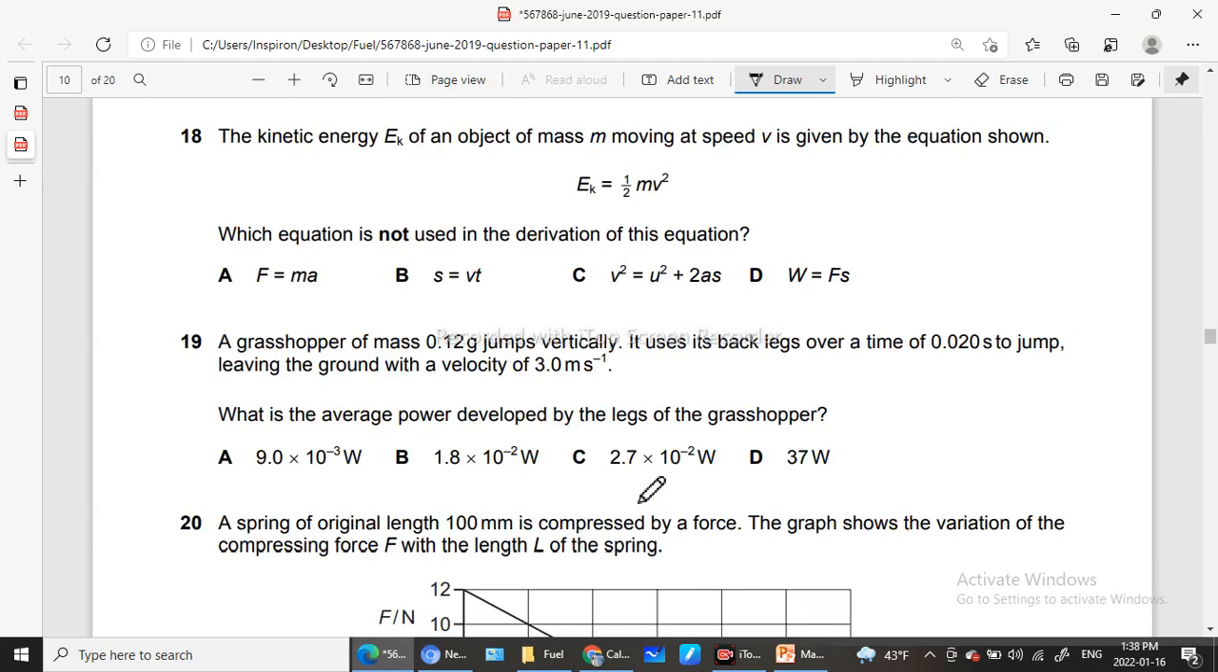Question 18. The kinetic energy EK of an object of mass m moving at speed v is given by the equation EK equals half mv squared. Which equation is not used in the derivation of this equation?